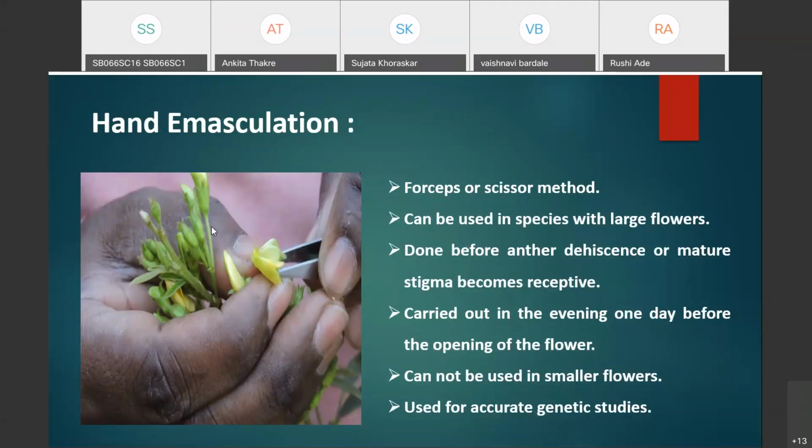Okay, anthers and stamens are removed with the forceps and the scissor, for example in wheat, barley or cotton, and that's why this method is also referred to as the forceps scissor method. The exact procedure of how the anthers or stamens are removed differs from crop to crop. Generally, emasculation is done before the dehiscence of anthers.